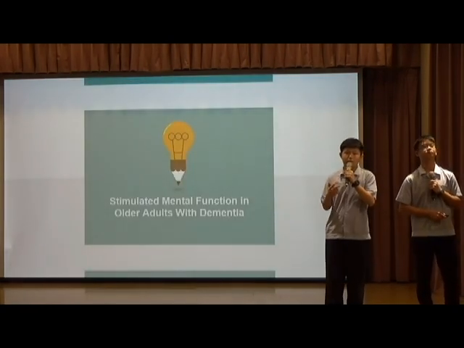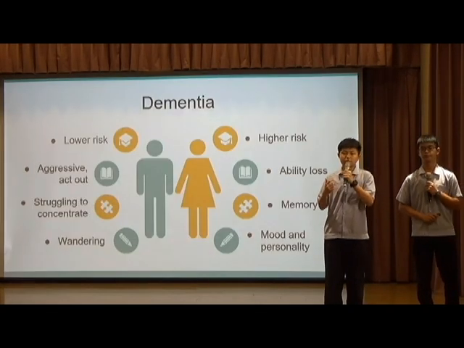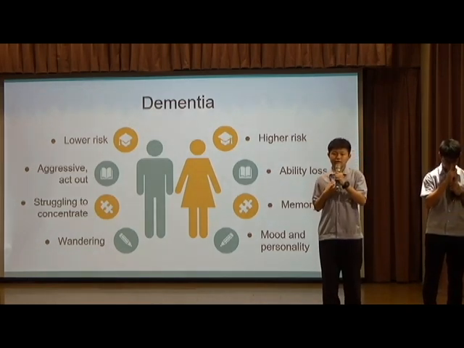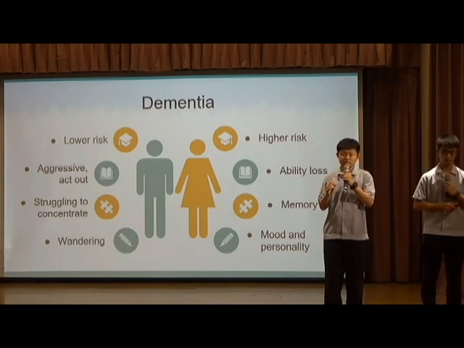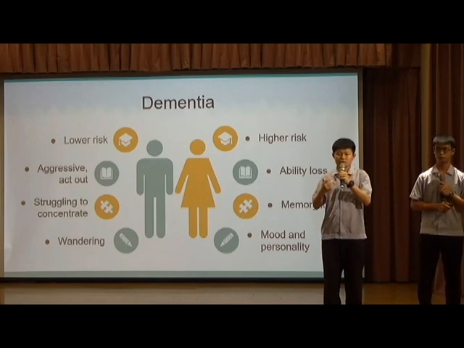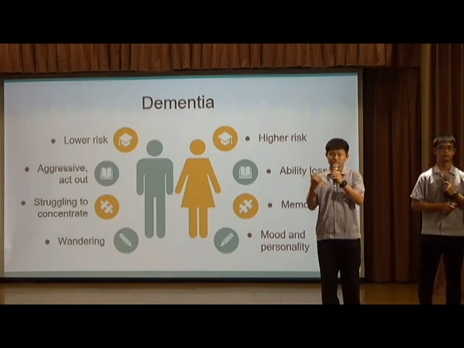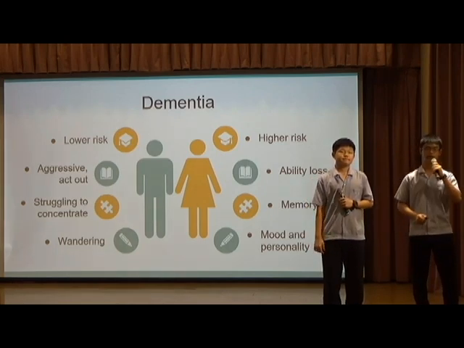Next, we're going to talk about how art therapy helps older adults with dementia. First of all, let's give a short introduction about what dementia is. For us males, we have a lower risk of getting dementia. But if we get it, we'll be aggressive and struggle with concentration, like maybe we cannot concentrate in classes or at work. Moreover, we'll daydream frequently. As for females, they have a higher risk of getting dementia.